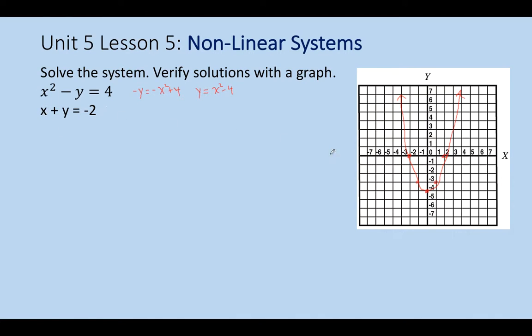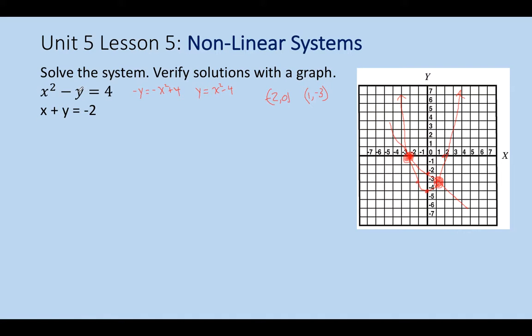If I were to graph this other one, it's in standard form, so I'd graph using the intercepts. When x equals 0, y would equal negative 2. And when y equals 0, x would equal negative 2, so that's right there. If I connect my lines, you can see that my two graphs intersect right here and right here. So right off the bat, I've got a good idea that my solutions are negative 2, 0 and 1, negative 3. Let's keep that in mind as we solve this algebraically.